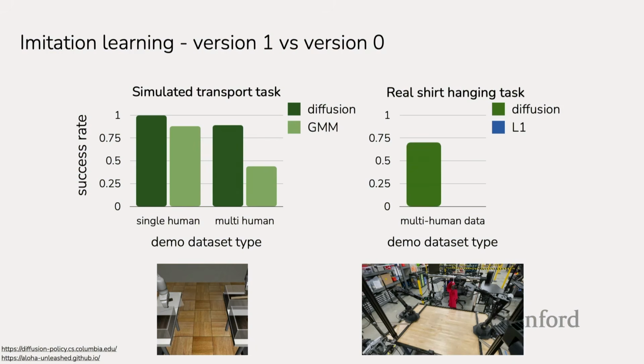And what we see first, it's not as successful as the simpler simulated task. But here we see again that having an expressive distribution is really critical for being able to do the task successfully. And if you just use L1 loss, the success rate of the policy drops by nearly 50%.